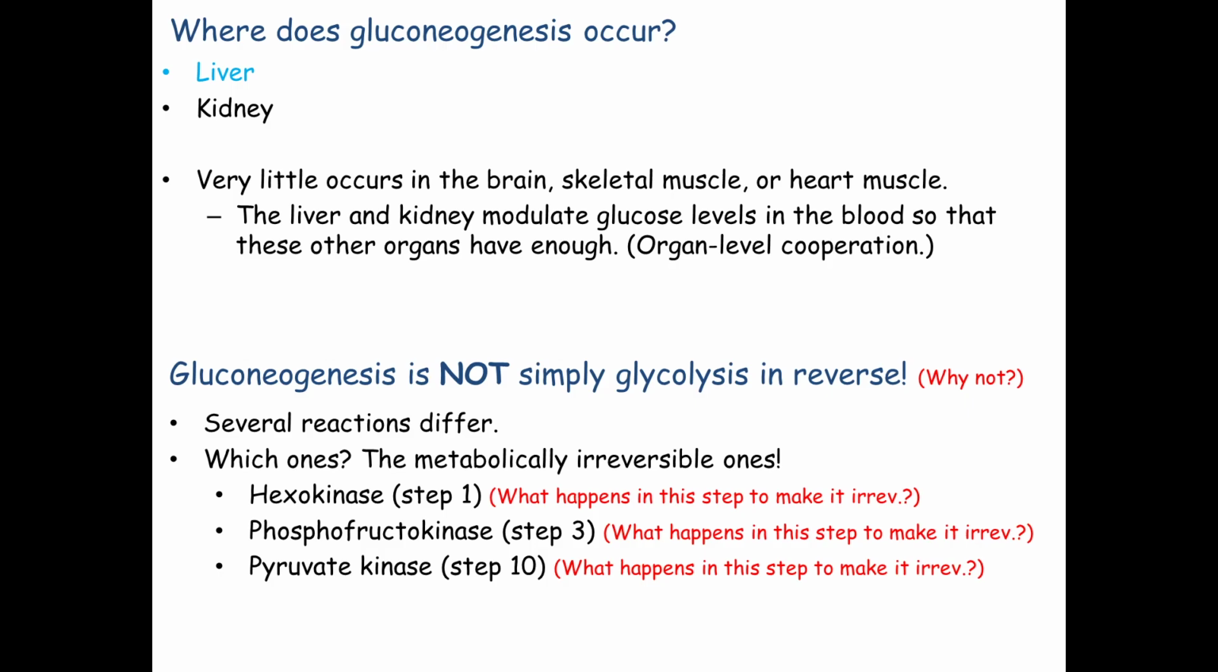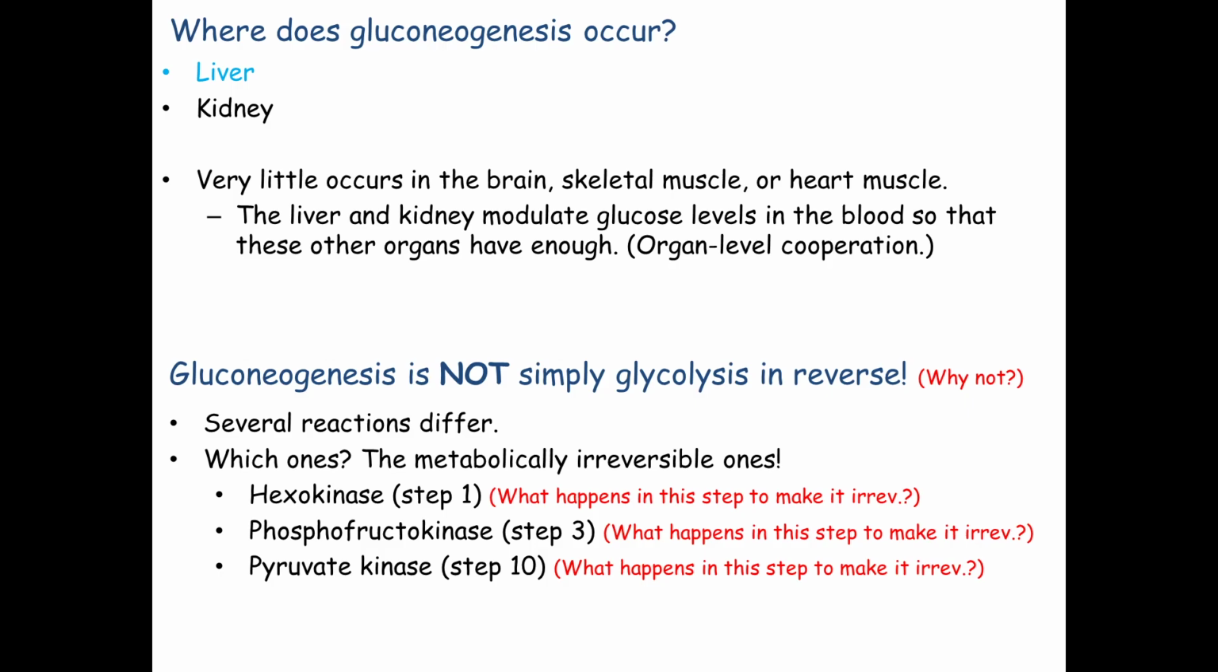Okay? It is not simply the reverse of glycolysis. Don't think it is. And the reason it can't be is because we have 3 irreversible reactions that we can't go backwards in. So right now with steps 1, 3, and 10 of glycolysis: hexokinase, PFK1, and pyruvate kinase. And what happens in each of those steps to make them irreversible?